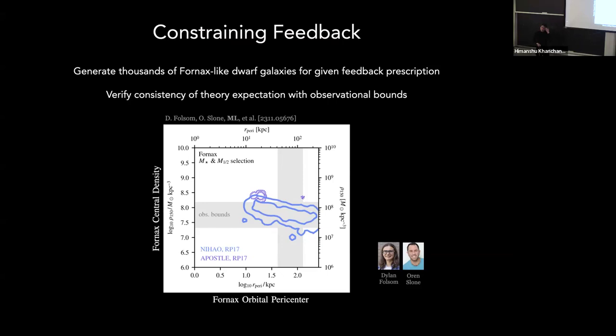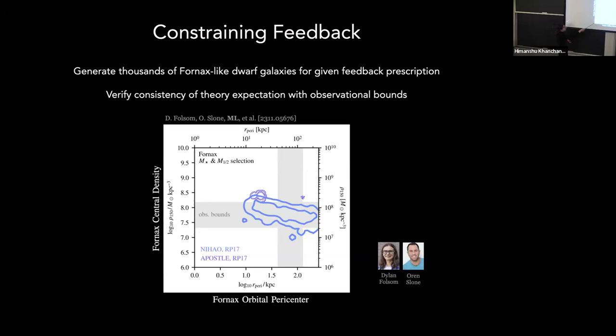So, for example, here he's showing that when using one particular feedback model, he can get Fornax galaxies falling in this range here, shown by the blue. And if he switches the feedback modeling to a different one, he ends up only generating Fornax galaxies that live in this purple region. We have data on both of these quantities, shown by the solid hatched regions there.